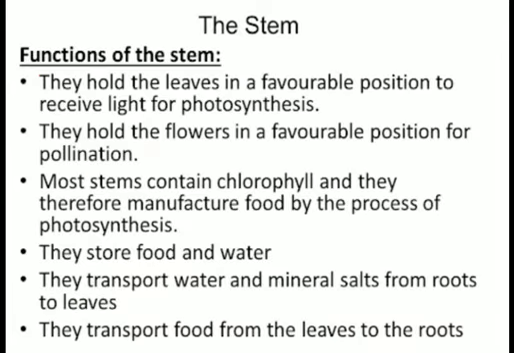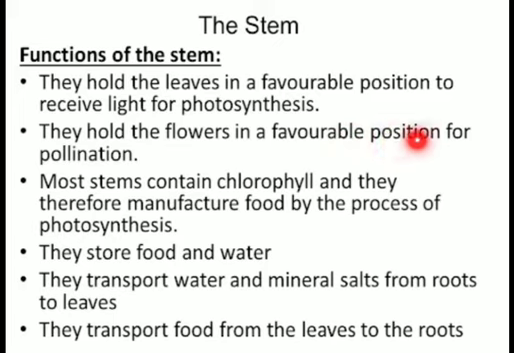So let us discuss some of the functions which are performed by the stem. The functions of the stem. The stem is the organ which holds the leaf in a favorable position to receive the light for photosynthesis. It is due to the stem that the leaves are placed in a position by which the leaves can have access to the sunlight and thereby perform the process of photosynthesis.